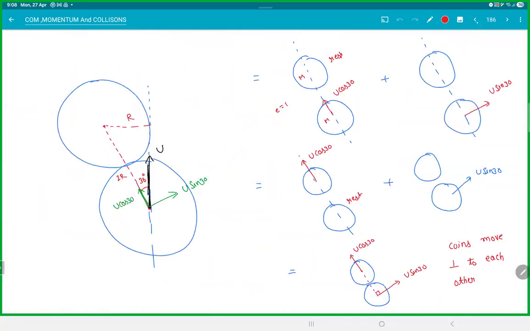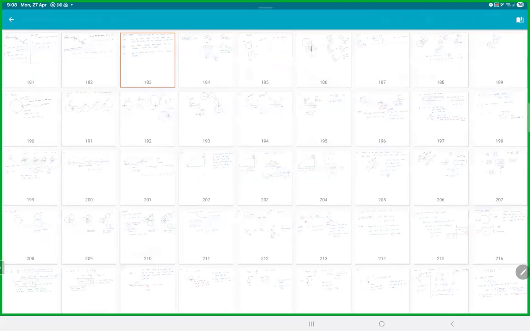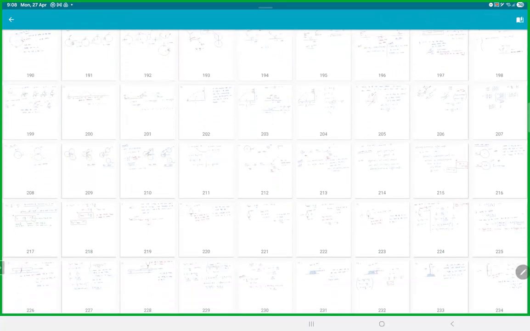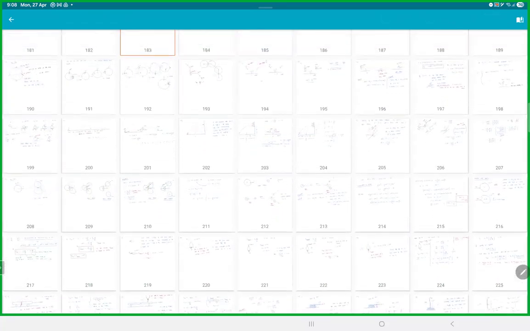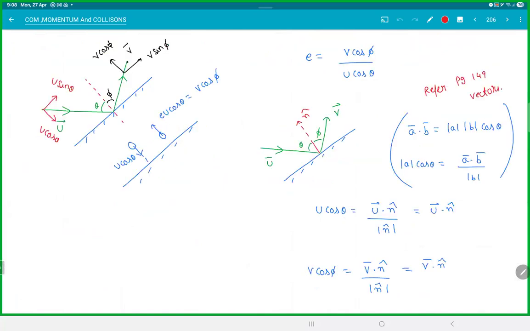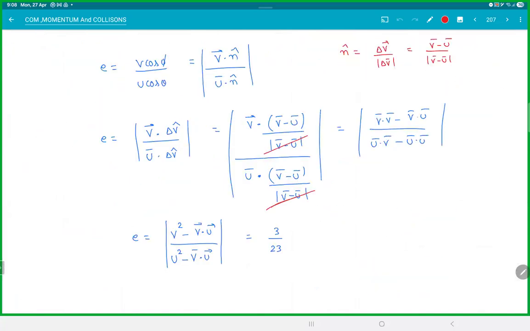So this is another chapter called collisions. Here also look at the final answer, how it looks. The final answer is this: v square minus v bar dot u bar by u square minus v bar dot u bar. So this will not be the first time, or the last time. This will keep popping up.